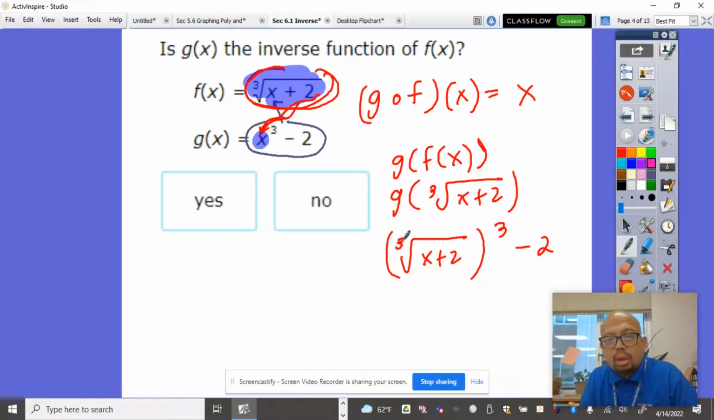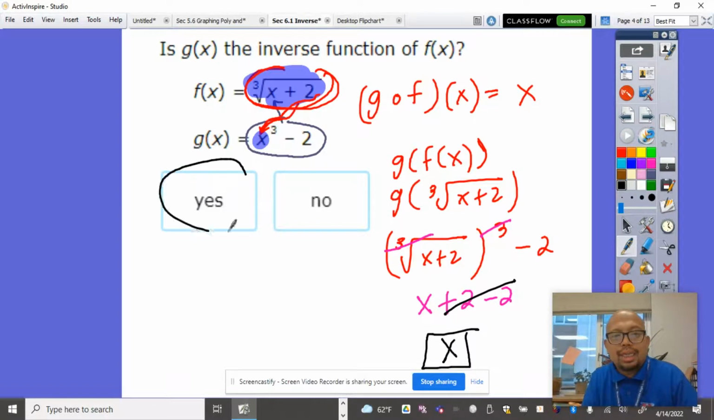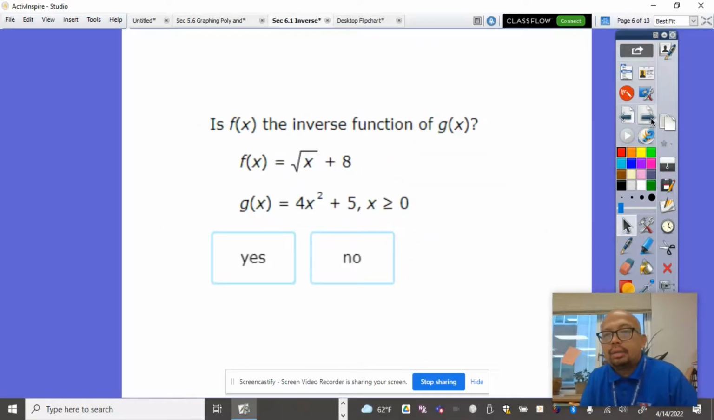We know that the cube root and the cube will cancel out. So what will be left there is x plus 2 minus 2. And this will cancel. So what's left with us is just x. So therefore, it's a yes. They are inverses of each other. Okay.